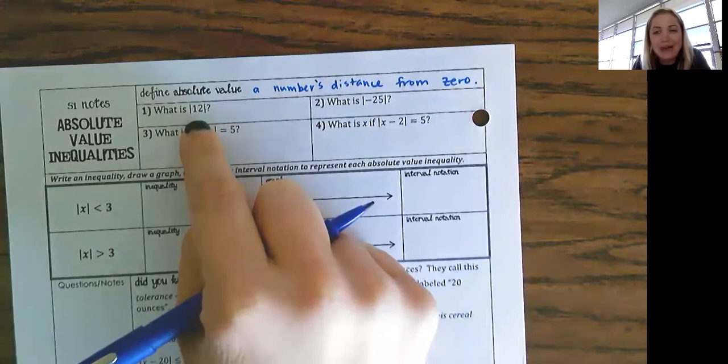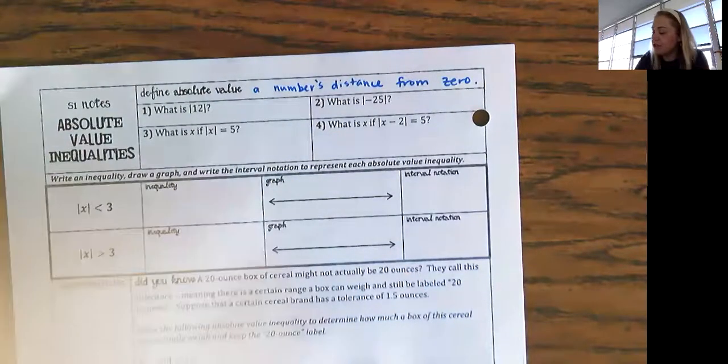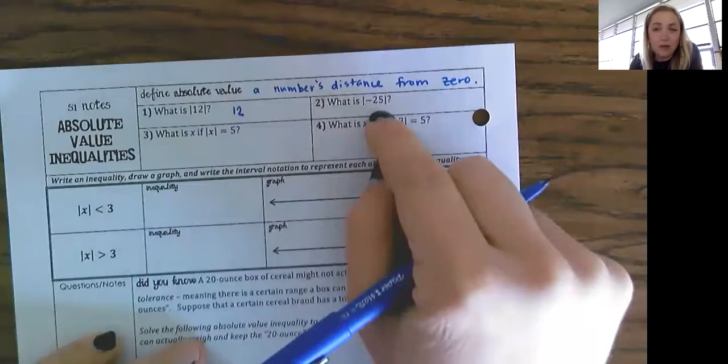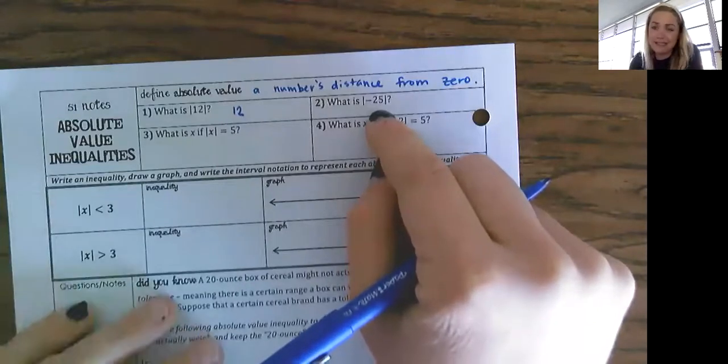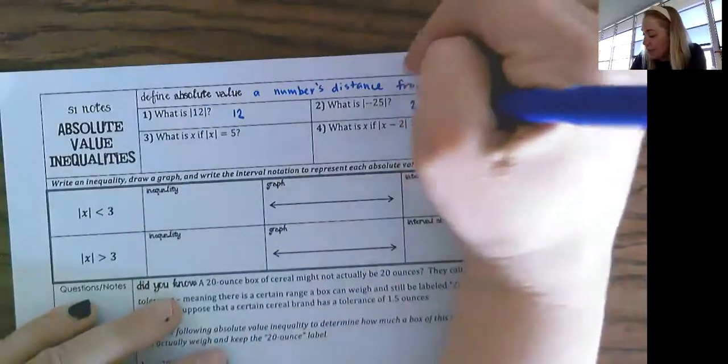Now, when we count distance, we're always talking about the net distance, the positive distance. So 12 on a number line is 12 spaces away from zero. So we would say 12. Now, this one's saying, what is the absolute value of negative 25? Negative 25 is 25 spaces below zero, but it's still 25 spaces, so we would call that 25.